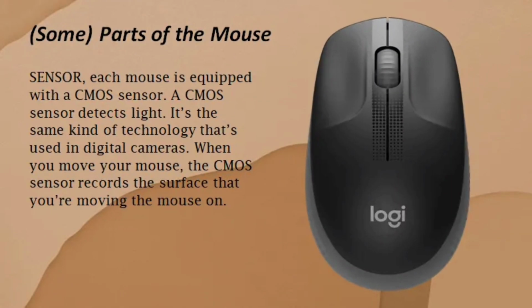Lastly, we have the sensor. Each mouse is equipped with a CMOS sensor. A CMOS sensor detects light. It's the same kind of technology that's used in digital cameras. When you move your mouse, the CMOS sensor records the surface that you're moving the mouse on.